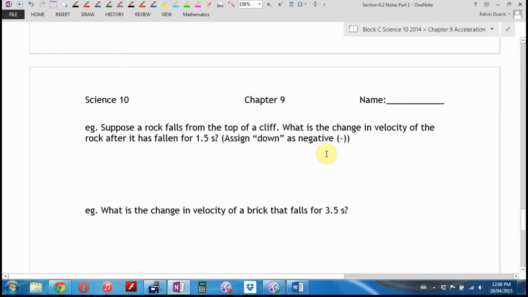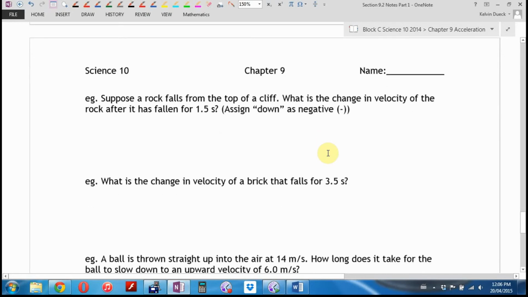So, example: suppose a rock falls down from the top of a cliff. What is the change in velocity of the rock after it has fallen for 1.5 seconds? And it says a sign: down is negative. You know what? I usually won't tell you that. Let's just decide, unless the question specifically says different, down is negative, up is positive. That makes sense to me.